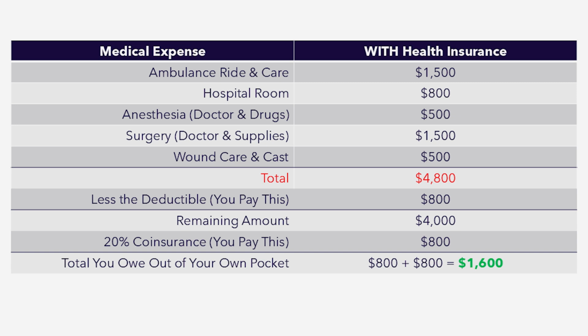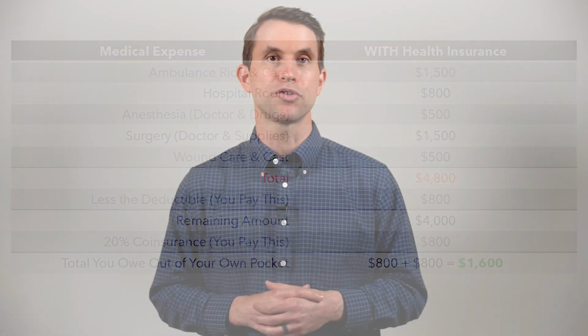Because you've met your deductible, now coinsurance applies. Of the $4,000 remaining, you'll pay 20% or $800, and the insurance company will pay the remaining 80% or $3,200. So the total money you'll pay out of pocket is $1,600, which is made up of your $800 deductible and your share of coinsurance, which was also $800. Obviously, health insurance was a financial benefit here because you only ended up paying just $1,600 of the $4,800 that was owed.